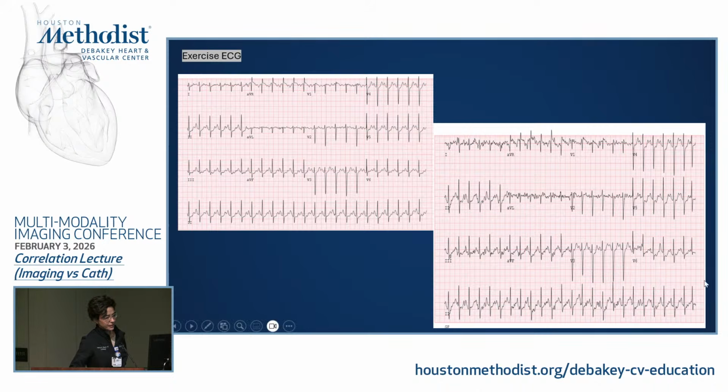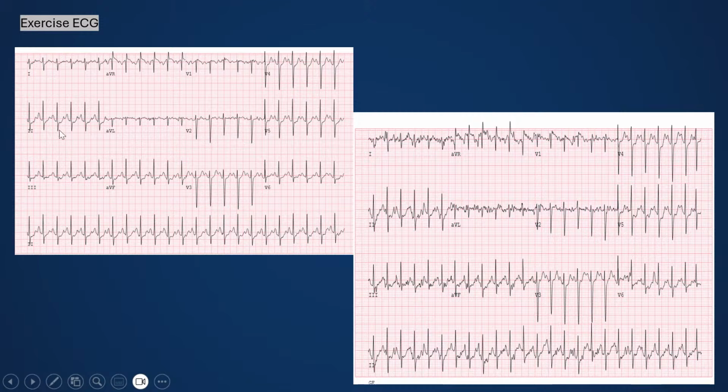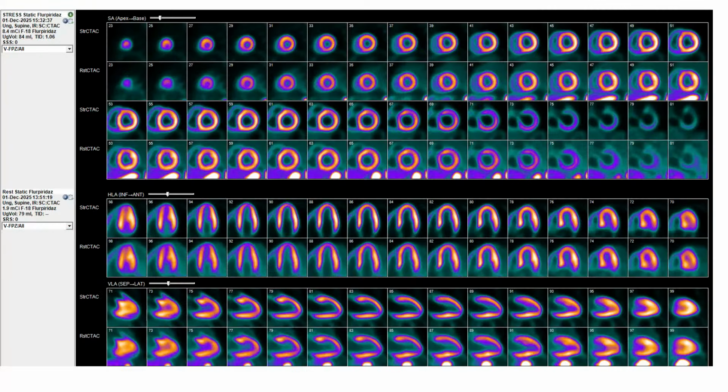So this is the EKG part in the final stage. As you see here, there are some mild borderline changes in the inferior leads. And this is the perfusion imaging, stress and rest. And there was no perfusion defect.